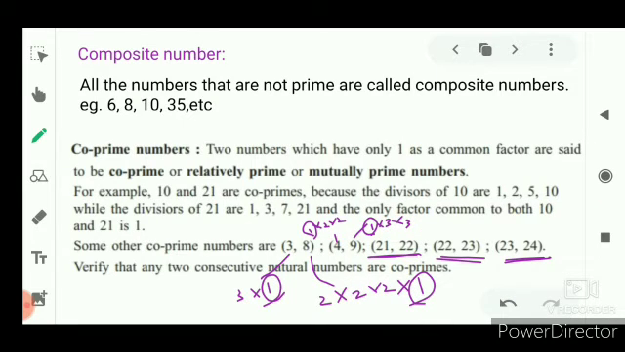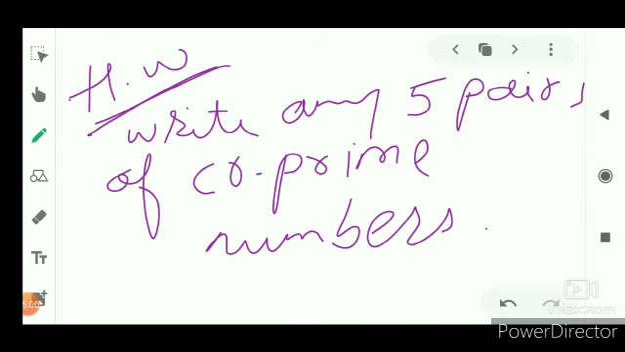Okay, so it's homework for you to write at least 5 pairs of co-prime numbers. Take any two numbers and check whether they are co-prime or not.